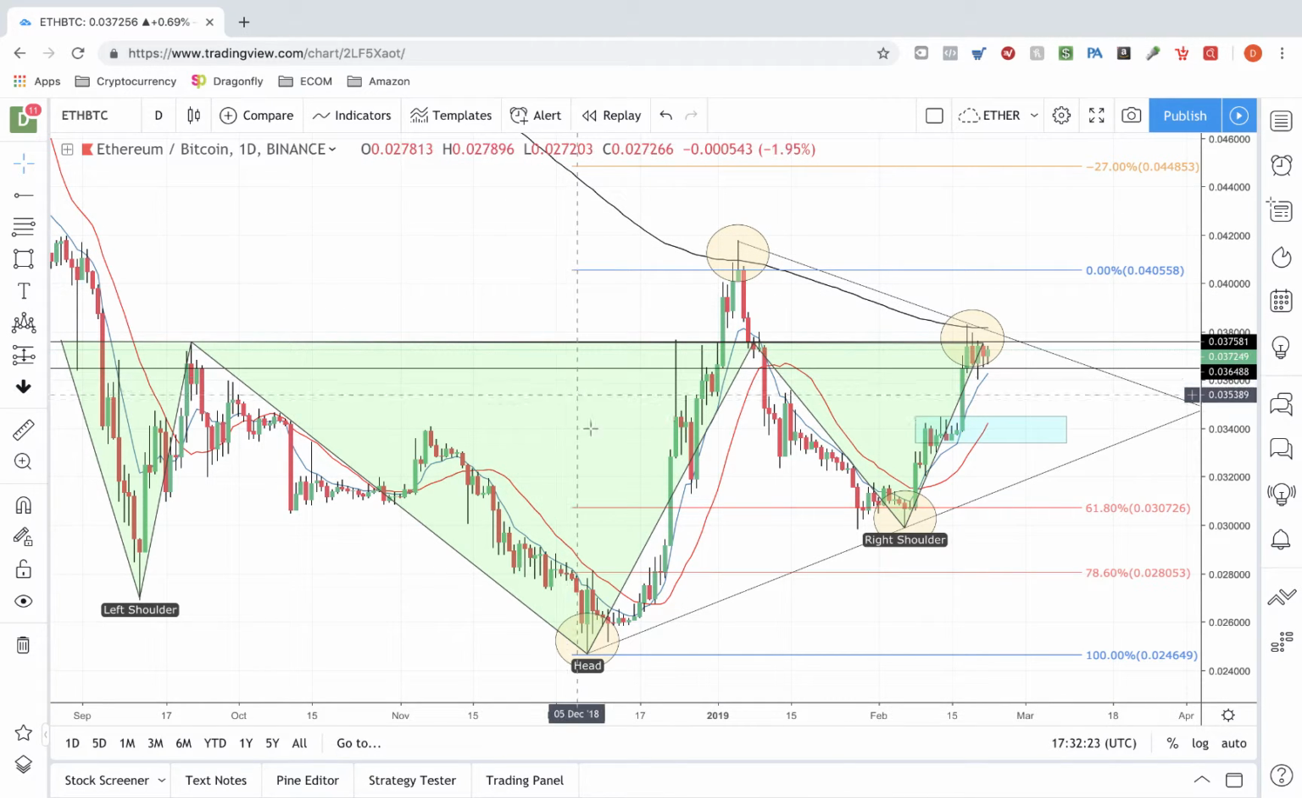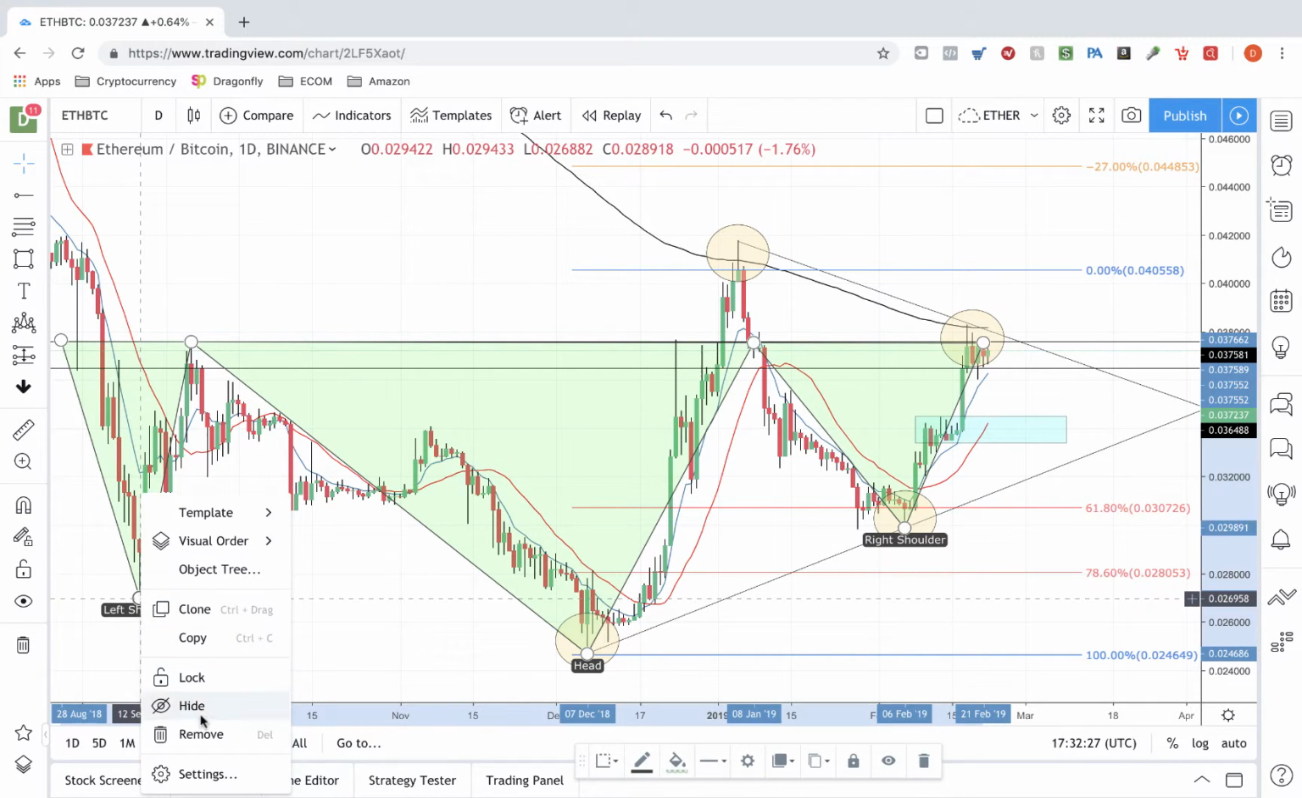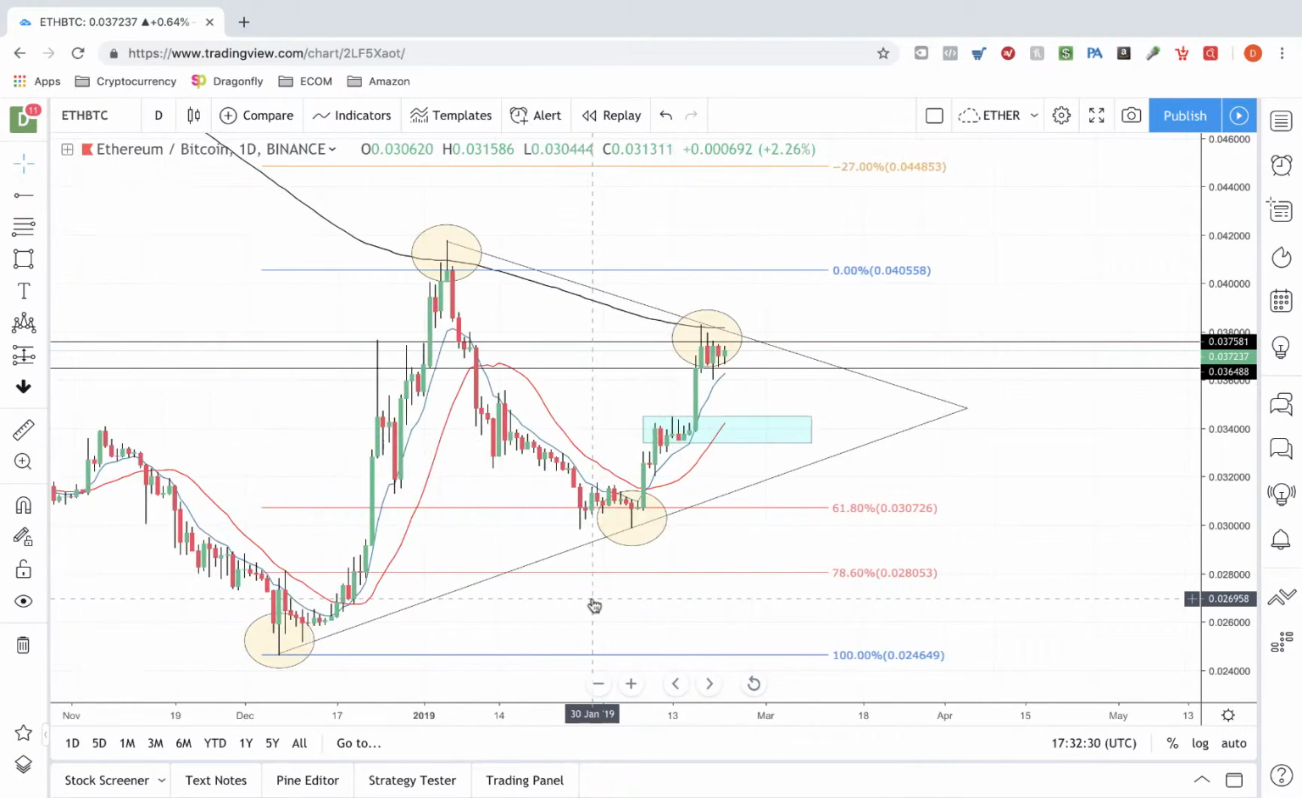But we are in a downtrend. You see this head and shoulder here. We're going to go ahead and erase it because I don't want to focus too much on that. I just like to point it out to you guys. So we're going to focus on this area here.